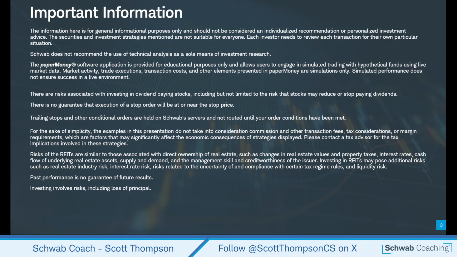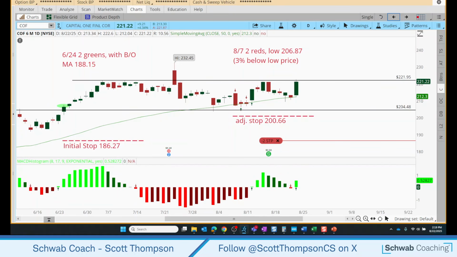So what I want to do first is start off with an example of a stock that we have a buy signal on, and then we get 2 red arrows and how that stop adjustment works. So this is on COF.